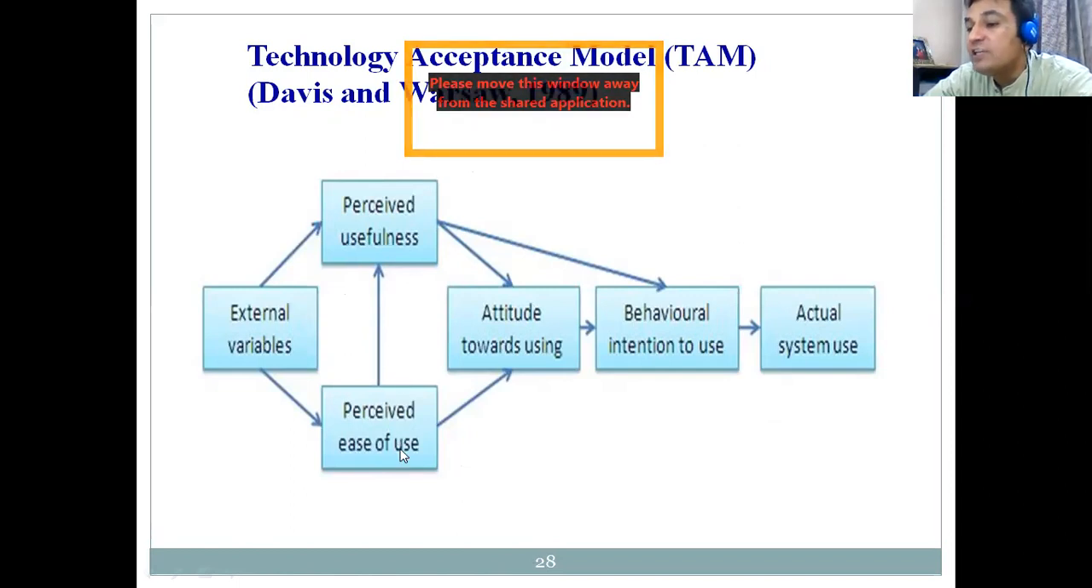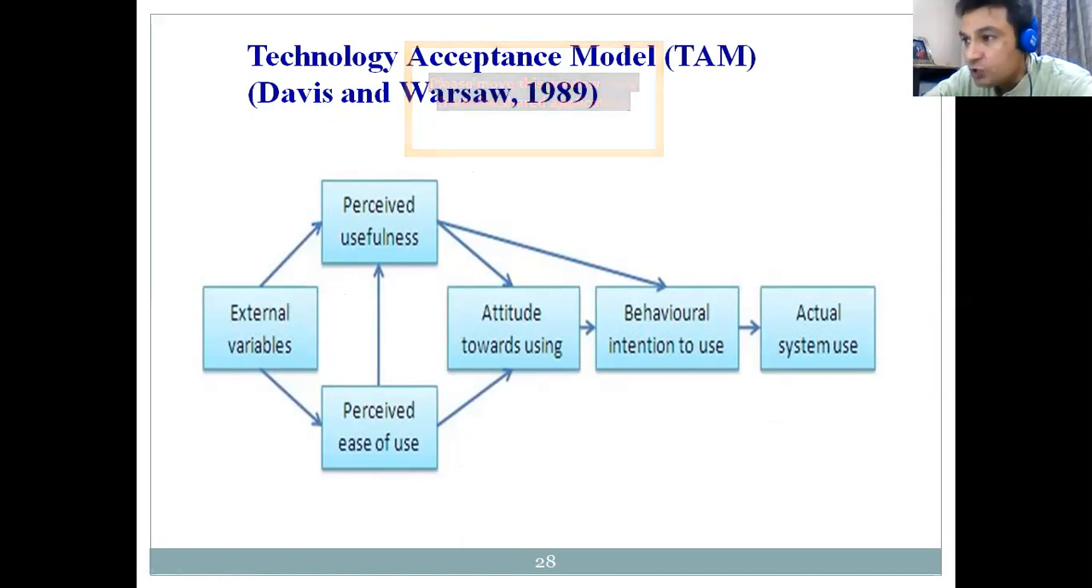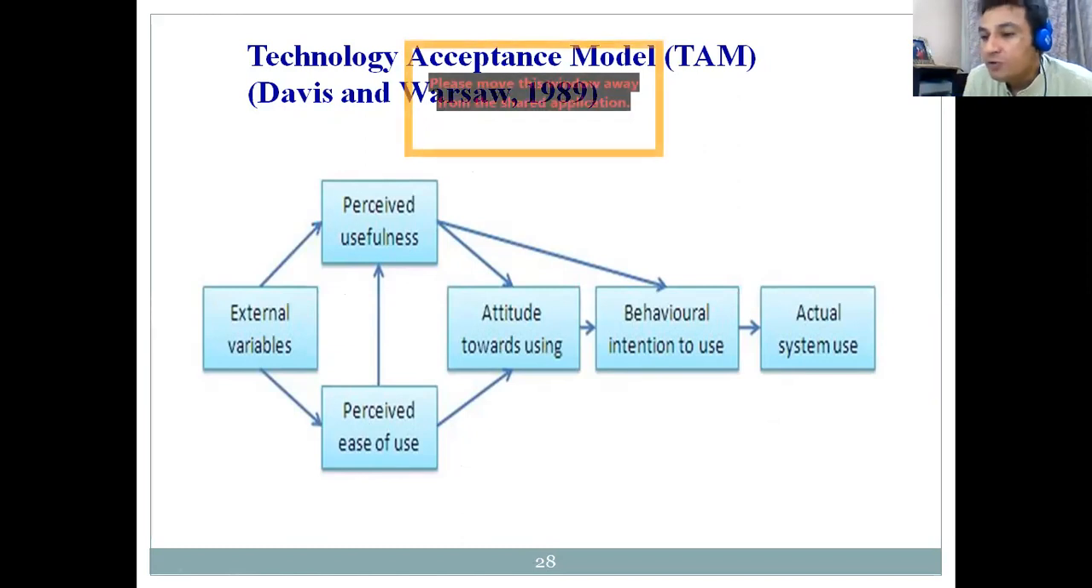First is ease of use. See, technology is only relevant if it is easy to use. If technology is very complex... I remember as a student of computer science, because initially I did computer science, it was way back in 92, 93 or 94. At that time, we had many things like programming languages like COBOL and all, and they finally vanished. The reason was that ease of use was not there.